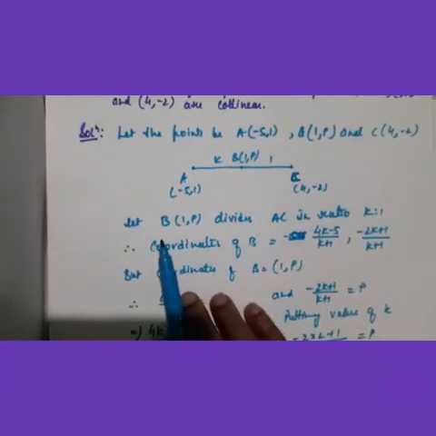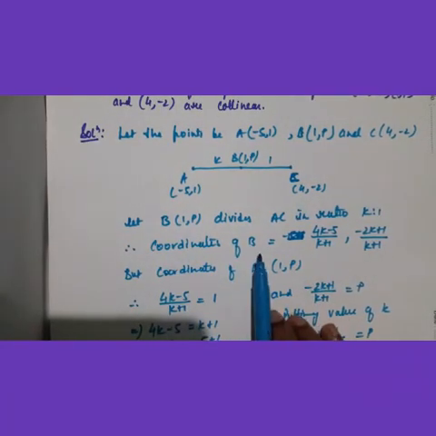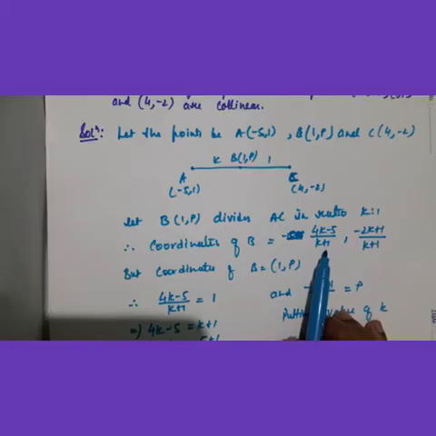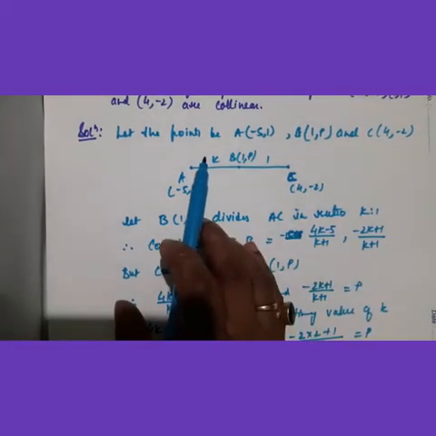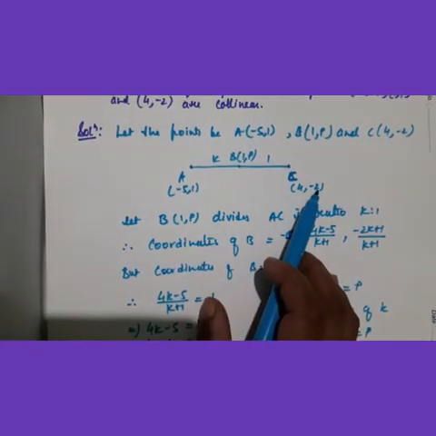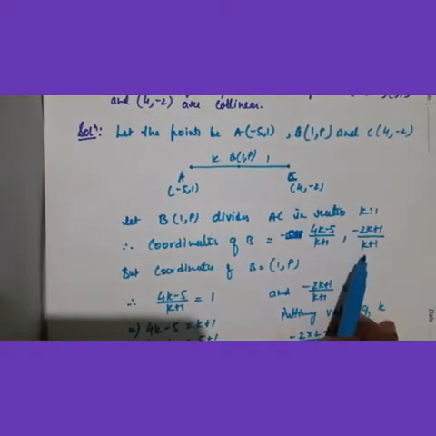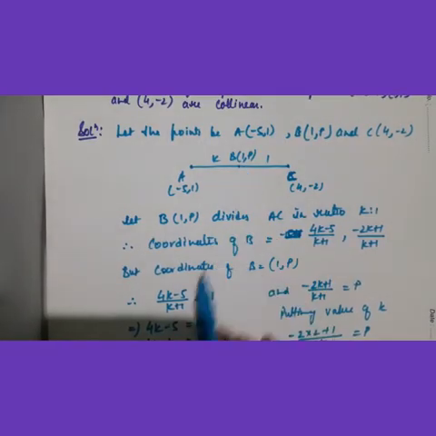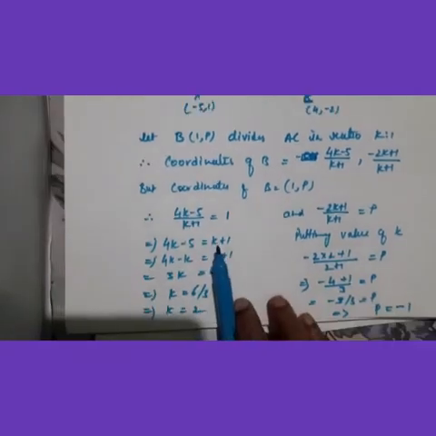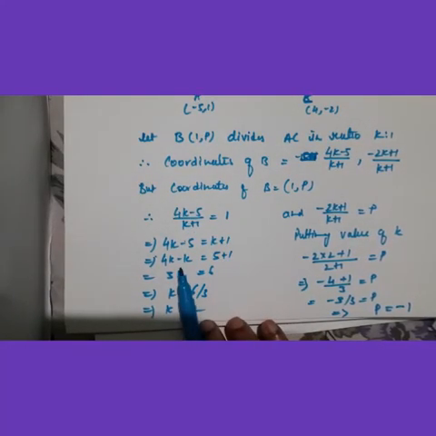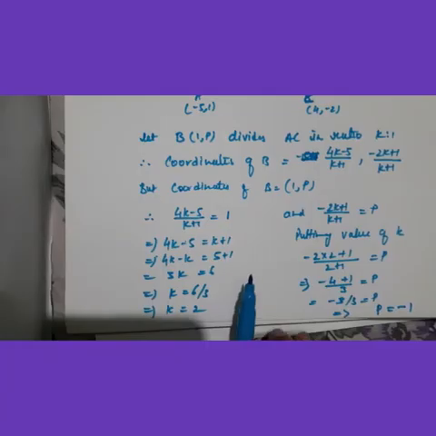So we have the coordinates of B as (4k minus 5) by (k plus 1), and for the y coordinate (-2k plus 1) by (k plus 1), but the coordinates of B are given as (1, p). Therefore, on comparing we get (4k minus 5) by (k plus 1) is equal to 1, 4k minus 5 is k plus 1, 4k minus k is equal to 5 plus 1, 3k is 6, k is equal to 6 by 3, that means k is equal to 2.